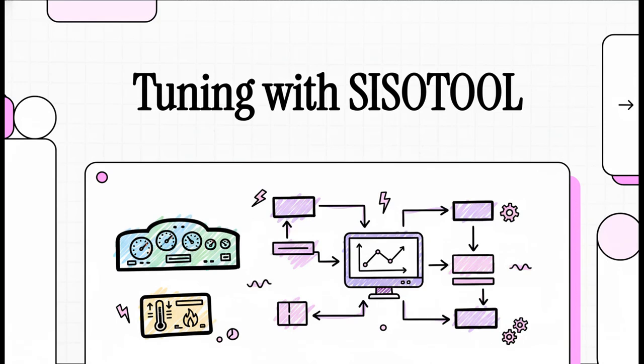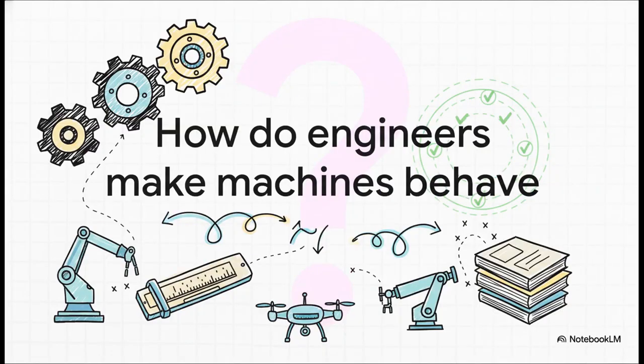Have you ever really stopped to think about how engineers make things like the cruise control in your car or even the thermostat in your house work so perfectly? It's all about something called control system design. And today, we're going to look at a tool that just completely flipped the script on how it's done. So let's get right into it.